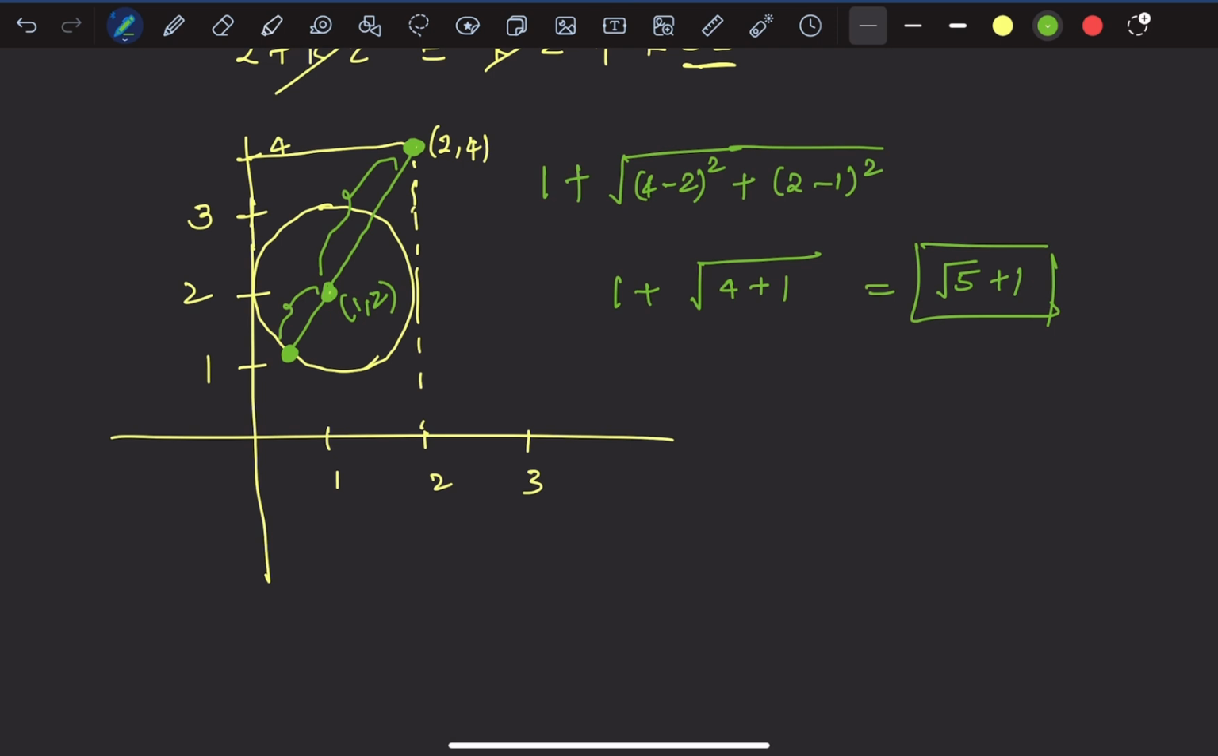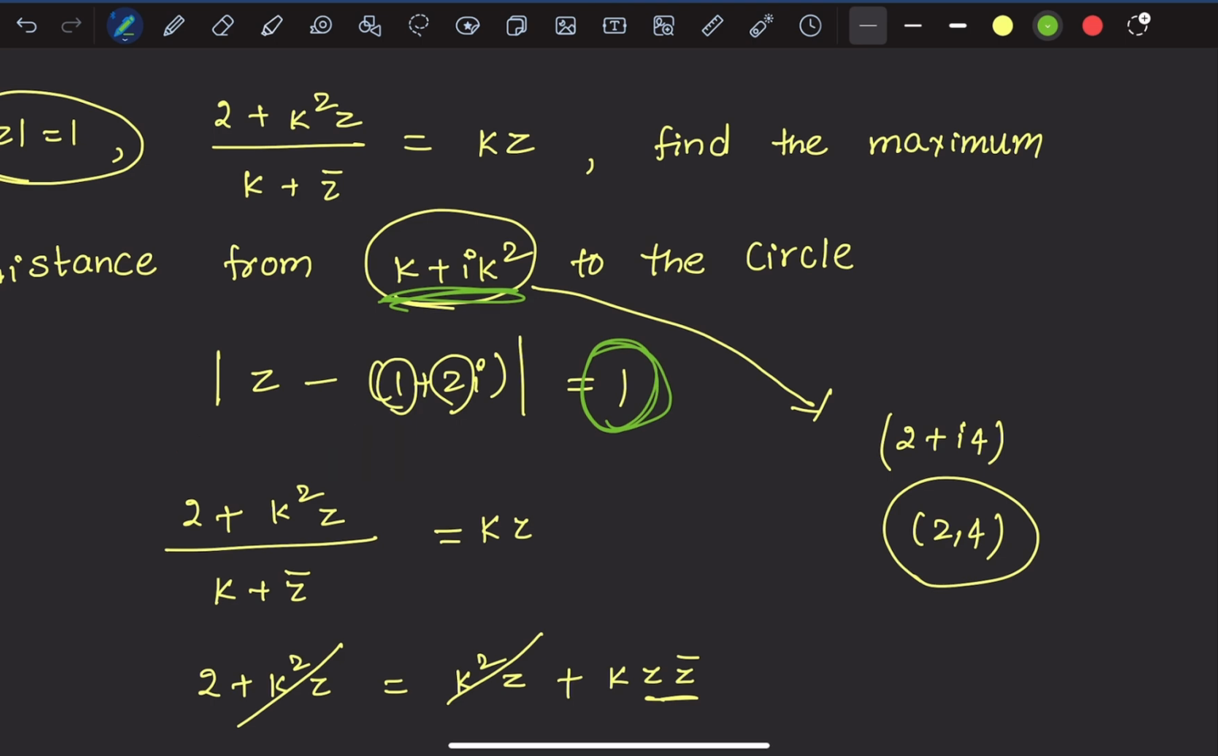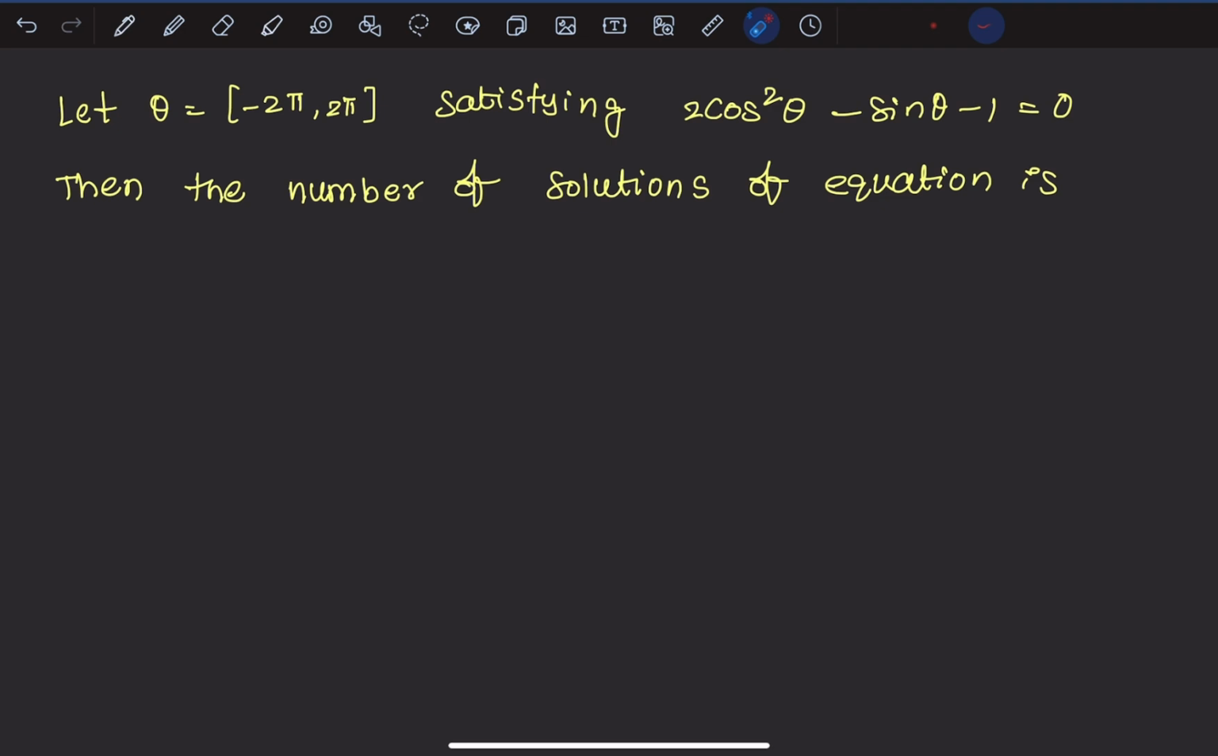So now I have a follow-up question for you guys. What will be the shortest distance between this particular point and this particular curve? So comment the answer. This is our next question on the test.